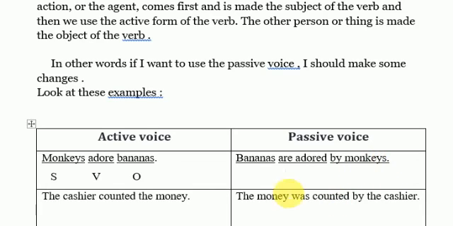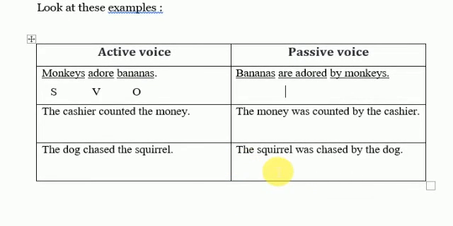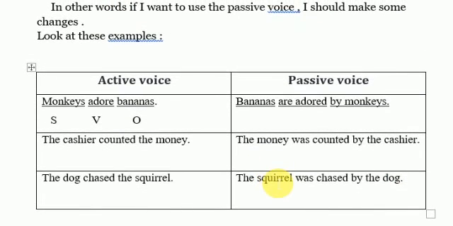By whom? By the monkeys. Here the money is affected by whom? By the cashier. Here the squirrel is affected by whom? By the dog. Understood? So I put focus on the person or thing affected by a given action, a given move, basically a given action or a given movement. All right. So this is it, as simple as such.